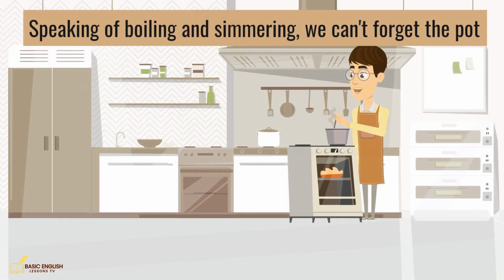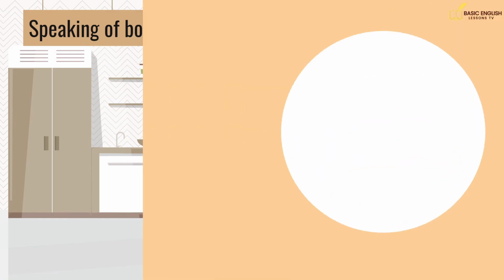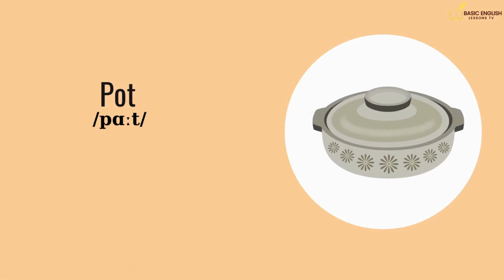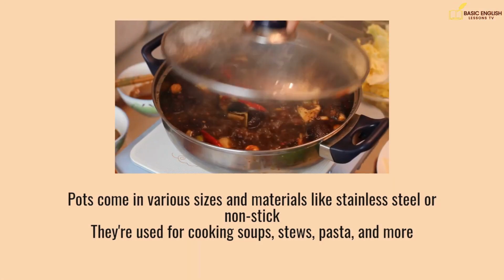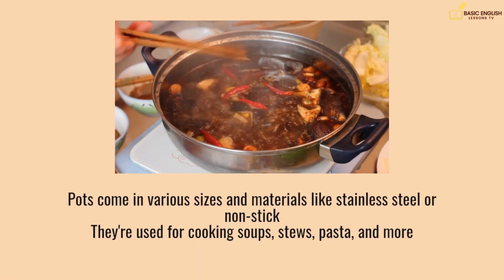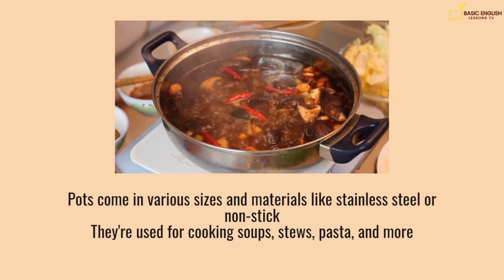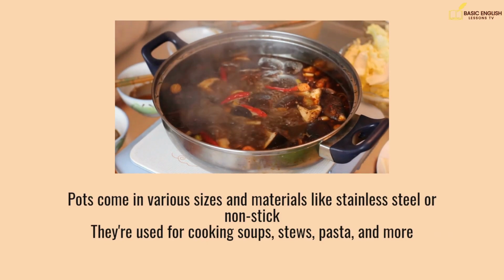Speaking of boiling and simmering, we can't forget the pot. Pot. Pots come in various sizes and materials like stainless steel or non-stick. They're used for cooking soups, stews, pasta, and more.